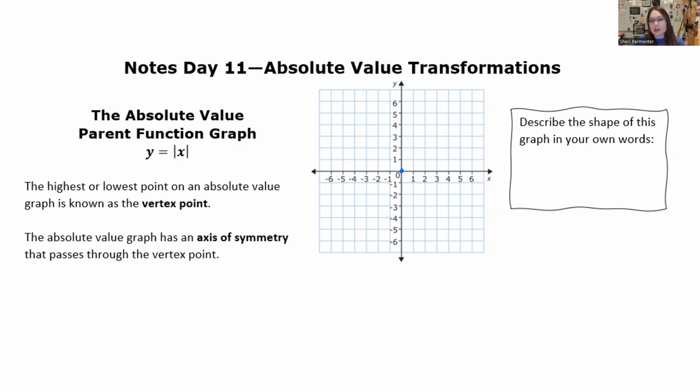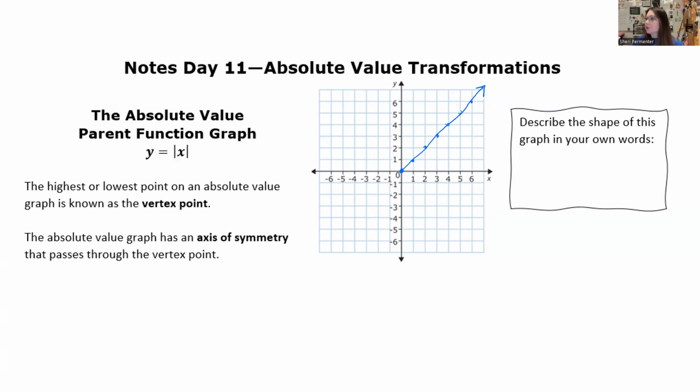And then the parent function of a line has a slope of 1, and you go up and you put a bunch of points because it's a slope of 1. And then you connect the dots. And that would be the start of a line.